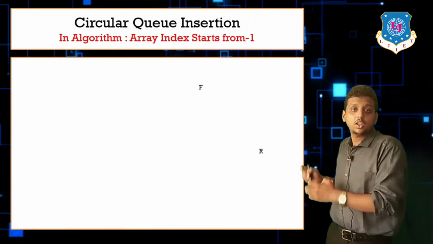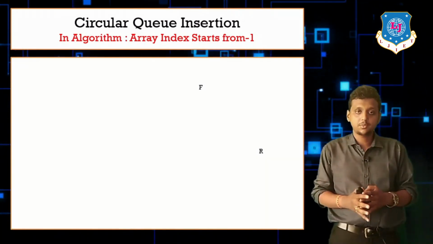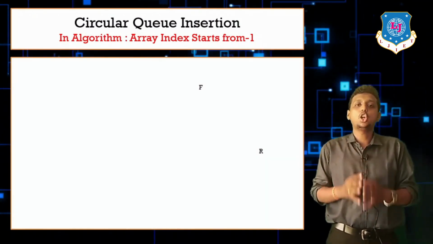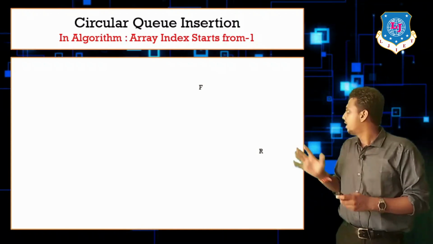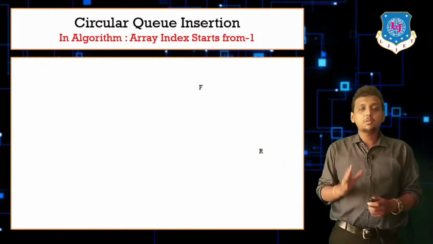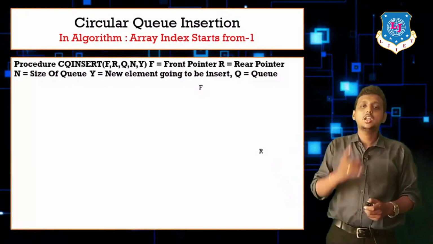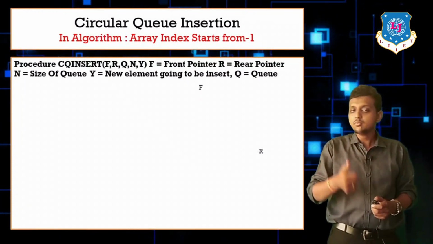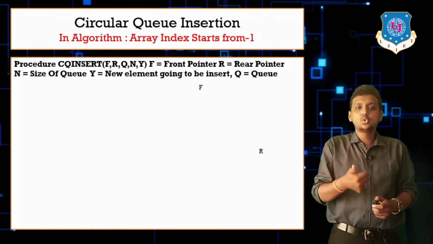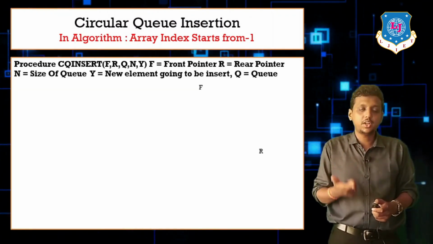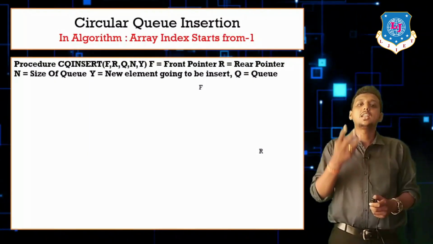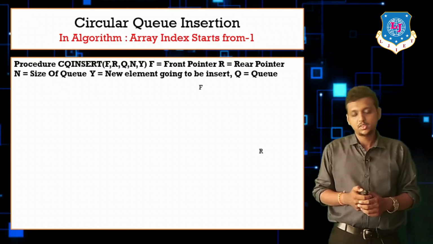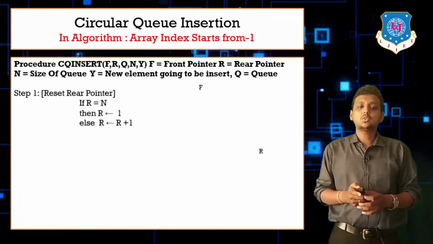Students, what is this? This is a queue insertion, circular queue insertion. That means you are not going to remove anything, you are not going to return anything. That's why it's a procedure. The name of the procedure is CQ insert. Here we have Q, F, R, Y, and N. Q shows the queue, F shows the front pointer, R shows the rear pointer, Y is the element which is going to be inserted over here, and N is the size of the queue. Fine. So let's check it out.